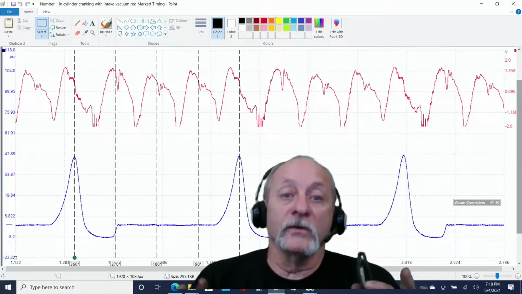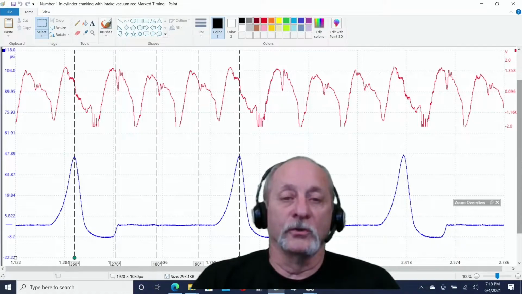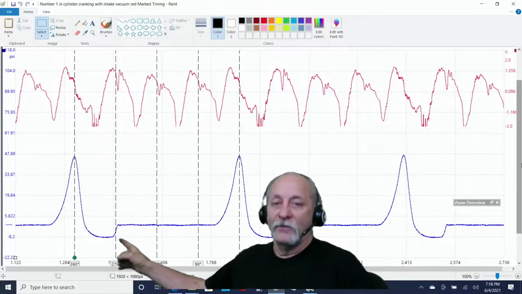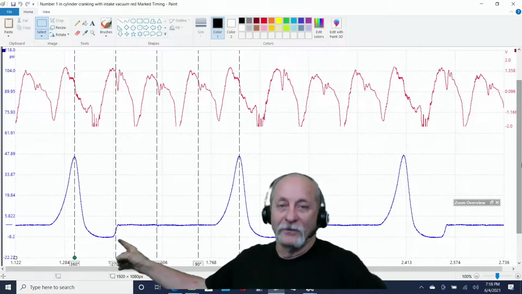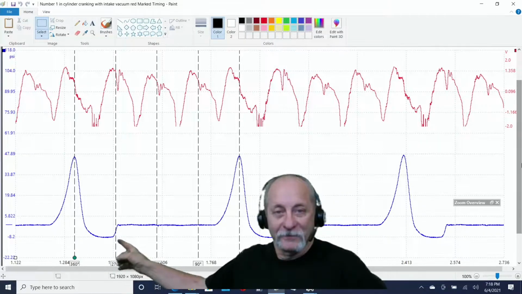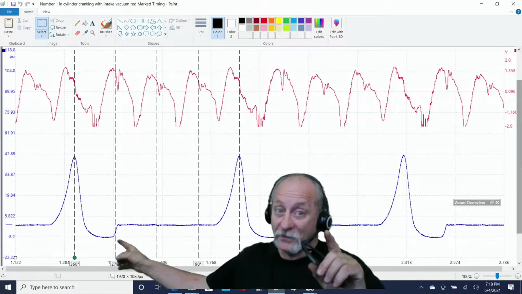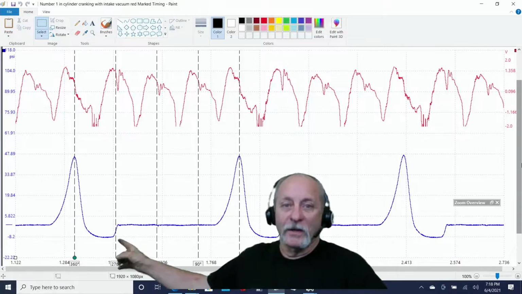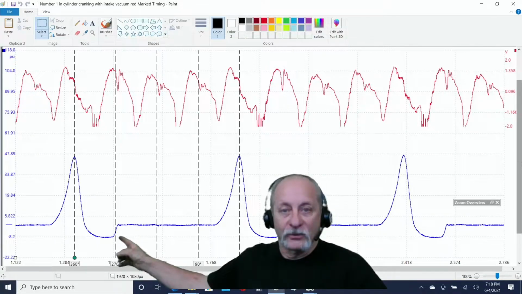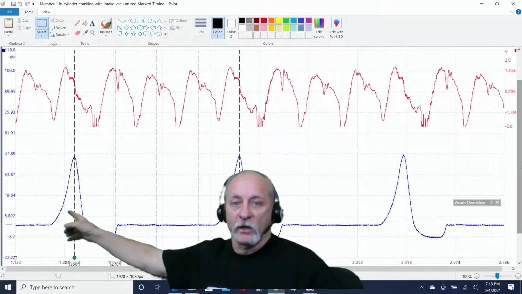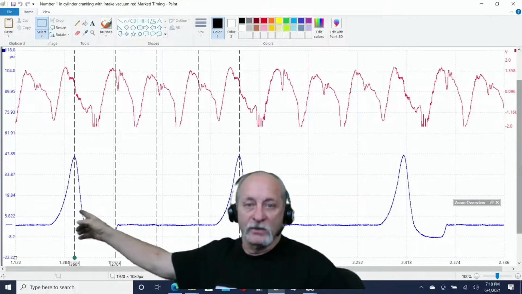And experienced users of the pressure transducer, I want you to look right here at the exhaust valve opening. Does that look right? It's not definitive at this point, but what is your first thought right now? Does that look like it's supposed to? For a cranking test, this is a clear leaning tower.